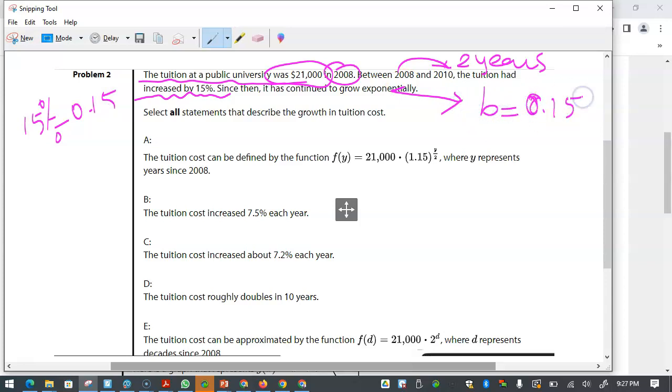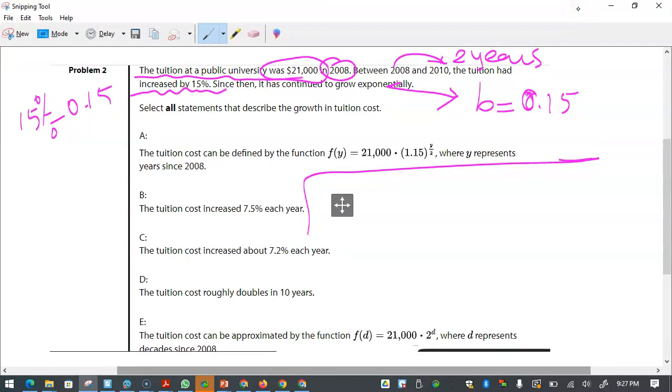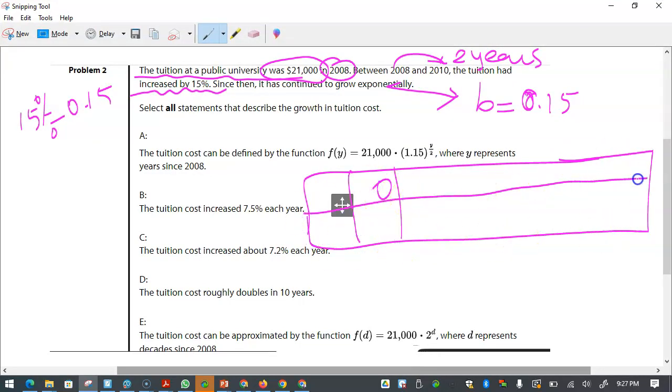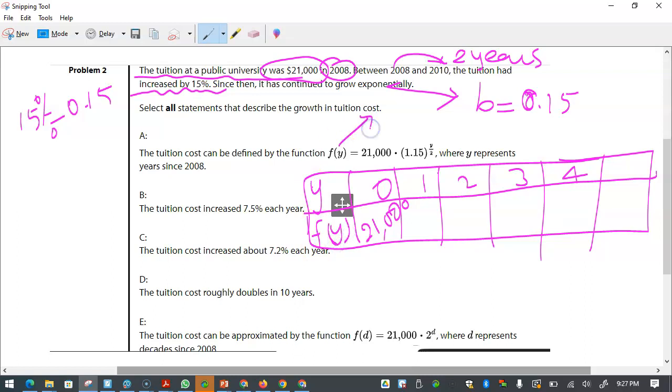0.15. Now let me draw the thing also. What this means is, in the beginning, it was 21,000 here, then it is 1, 2, 3, and so on. Okay, so we can use y as the input, and f of y is the output. I don't know why they give y, that's stupid, they should have given x.